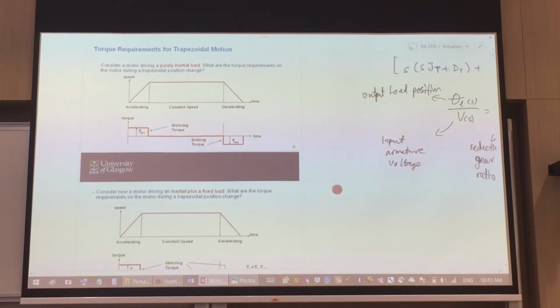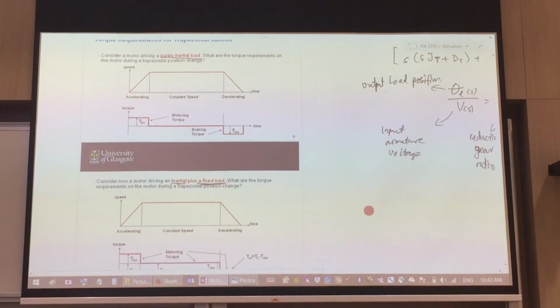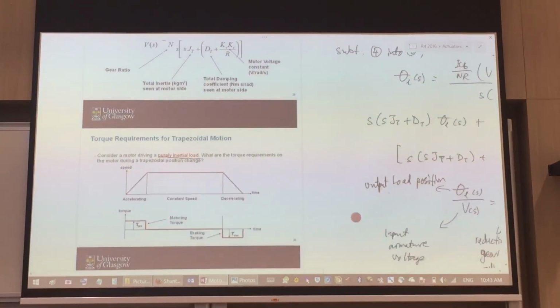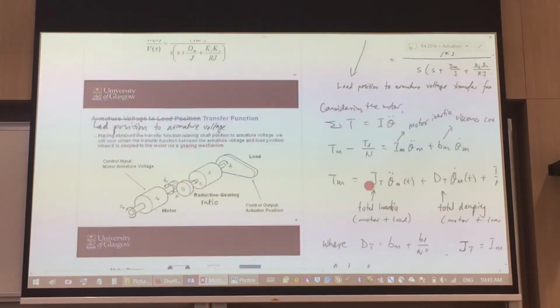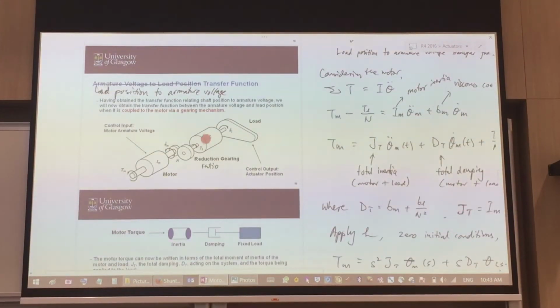Now this figure over here is when it's a purely inertial load. If you have the inertia load plus a fixed load, that means over at the load side, not only you have inertia, but also a load. Bring you back to this figure. Not only you have this, but you also have this. That's where your load is. This is where your inertia is. So if it's purely inertia, then you have the first case that I was just talking about.